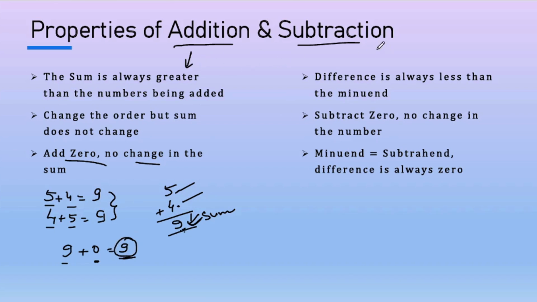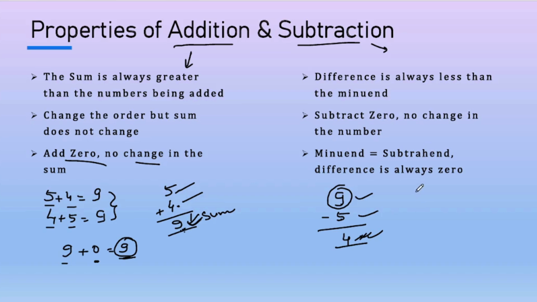So these are the properties of addition. Let's quickly look at subtraction. Difference is always less than the minuend. Minuend is, I told you, the bigger number. Let's say there are two numbers, 9 minus 5. This is minuend, this is subtrahend. So 9 minus 5 is 4. So see, this is the difference. So this difference will always be lesser than minuend.